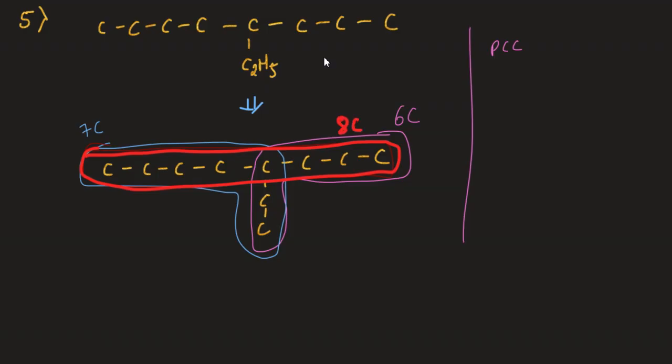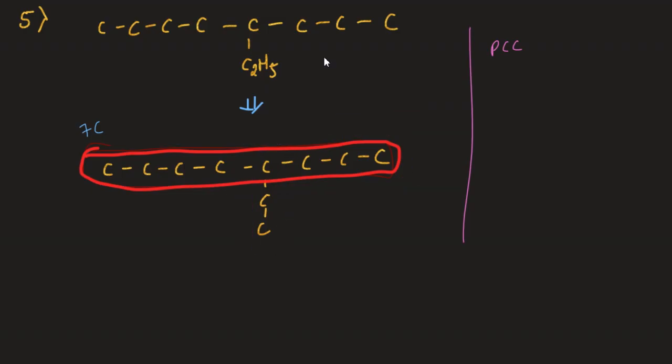We need the maximum number of carbons, right? So which parent carbon chain is correct? Red, pink, or blue? Obviously, red. So we are done with the selection of the parent carbon chain. After choosing the parent carbon chain, what is the next step? The next step is numbering.